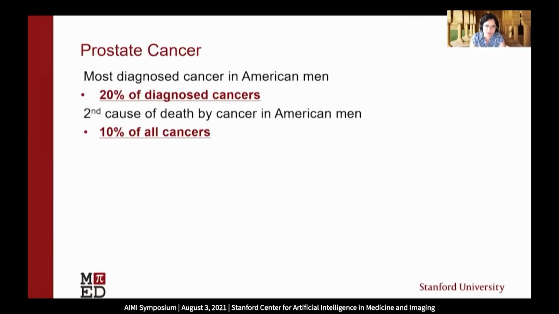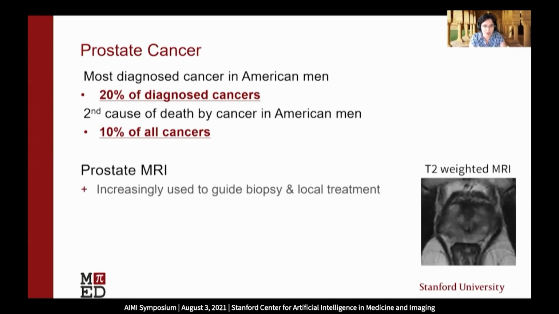Today, I'm going to talk about our work in bridging the gap between the digital pathologist and digital radiologist for diagnosing aggressive prostate cancer. So why are we looking at prostate cancer? Because prostate cancer remains the most diagnosed cancer among American men. It accounts for about 20% of all diagnosed cancers, and it accounts for 10% of all deaths by cancer in American men. In this context, prostate MRI is increasingly used to guide biopsy and local treatment.